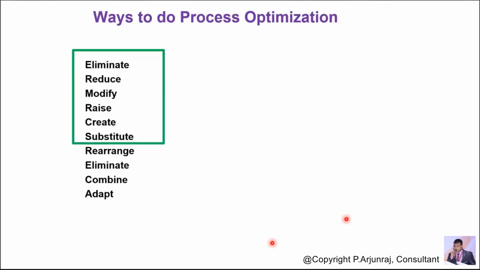Manufacturing process. So these are all the ways that you can do the process optimization. First one is by elimination technique. You can look for reduction. You can modify the process. You can also look for some increase of some of the features. You can look for some creation. You can look for some substitution. You can also look for rearrangement. You can also look for elimination. You can also look for combination, and you can also look for adaptation. So these are all the different ways that you can use to optimize the manufacturing process in order to increase the productivity for your manufacturing plant.